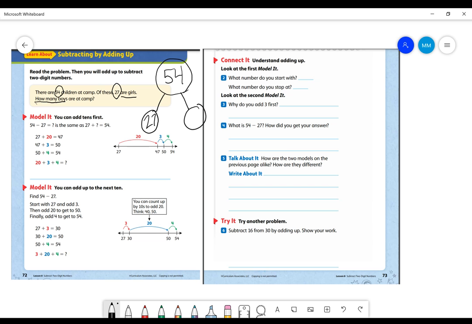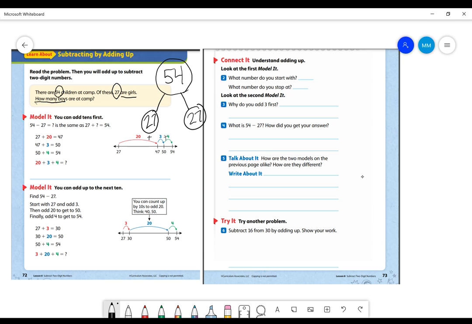So first they added 20, then 3 more equaled 50, but they weren't done because they had to get to 54. So 50 plus how many more? Plus 4 more equals 54. So our missing part would be 20 plus 3 plus 4. What is 20 plus 3? Well, we can count on that. 20, 21, 22, 23. Can't forget 4. So 4 more would be 24, 25, 26, 27. So 27 is our missing part.